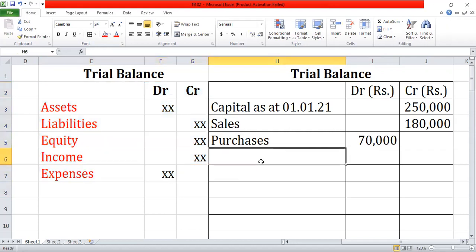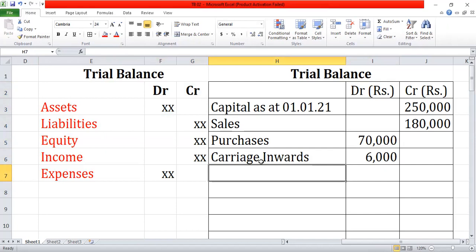Right. Our next figure is carriage inwards. Write it down. I think you have written that the carriage inwards is an expense. Record 6,000 in the debit column.